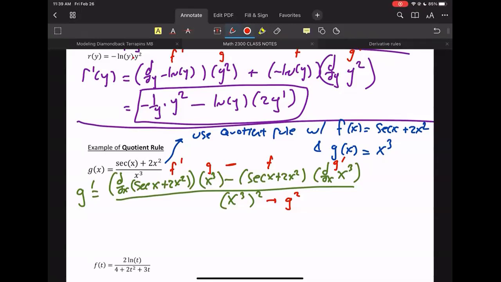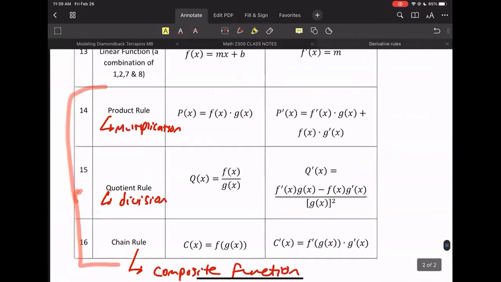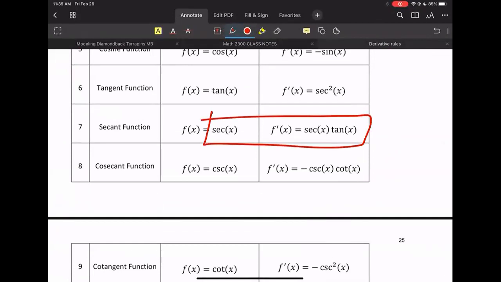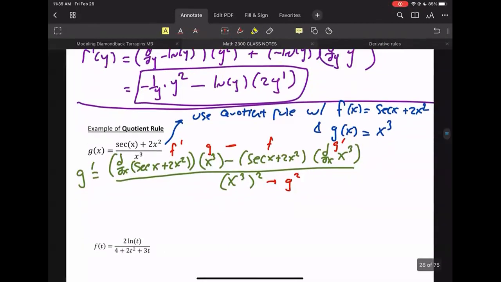So secant's one of those funky ones. Secant, right here, you can see it becomes secant tangent. So you kind of copy it over and then also multiply by tangent. So when we do that in the numerator, that's what will happen. So let's go ahead and do it.